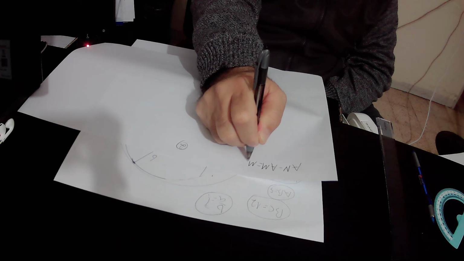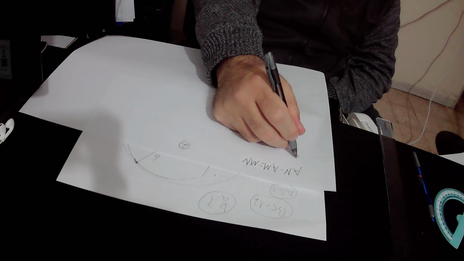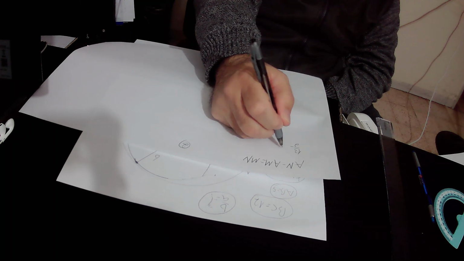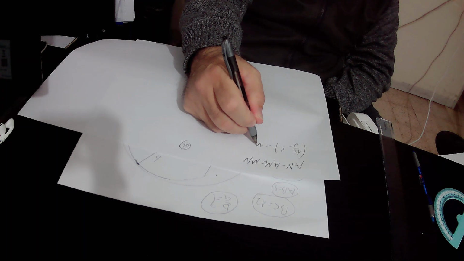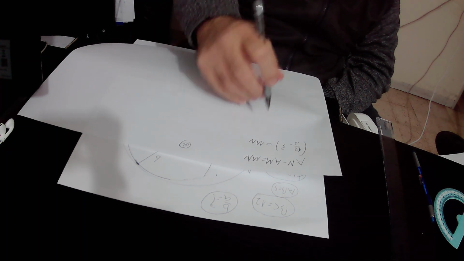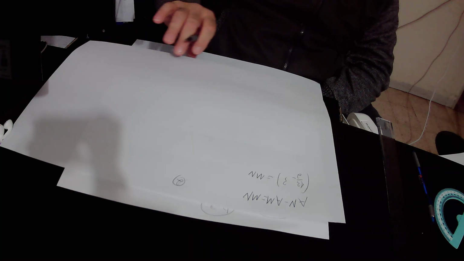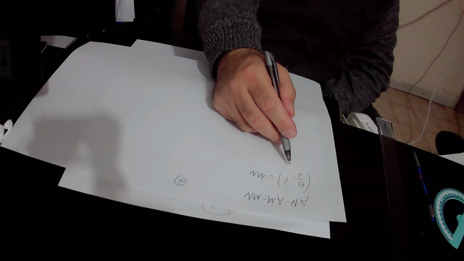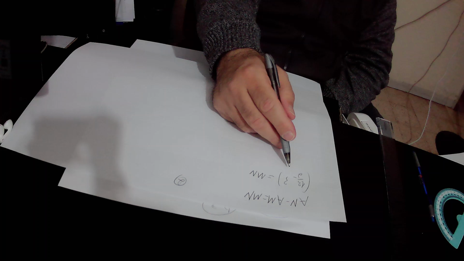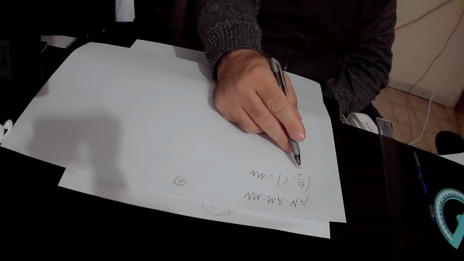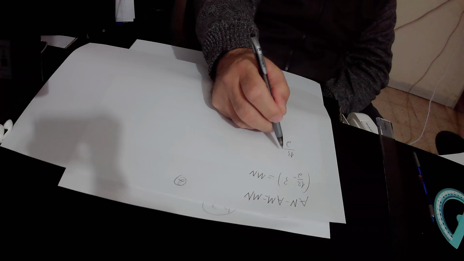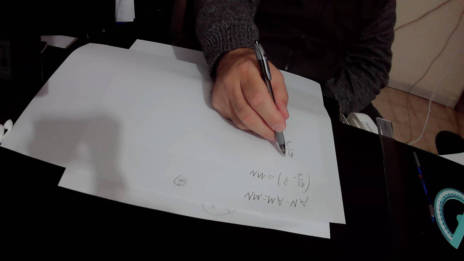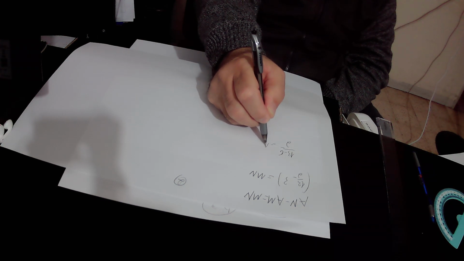AN is 13 over 2 minus AM, which is 3, equal to MN. So here we multiply minus 3 by 2 and then divide it by 2 in order to have a common factor with 13 over 2, and we get that 13 over 2 minus 3 times 2, which is minus 6, is equal to MN.